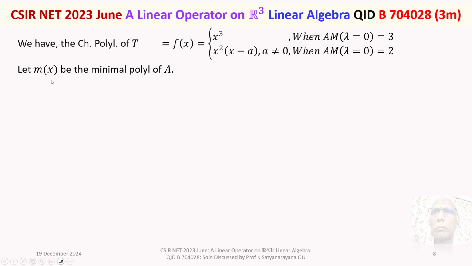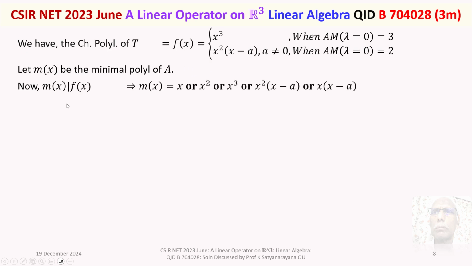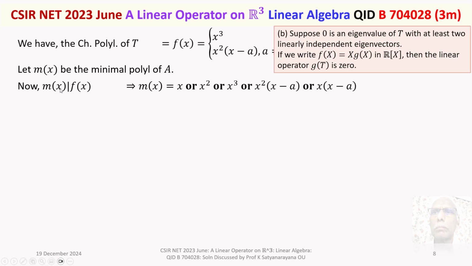Right. Let m of x be the minimal polynomial of A, and we know the minimal polynomial of A always divides the characteristic polynomial. Therefore, m of x divides f of x. So m of x divides x cube means what are the possibilities? m of x is x or x square or x cube.